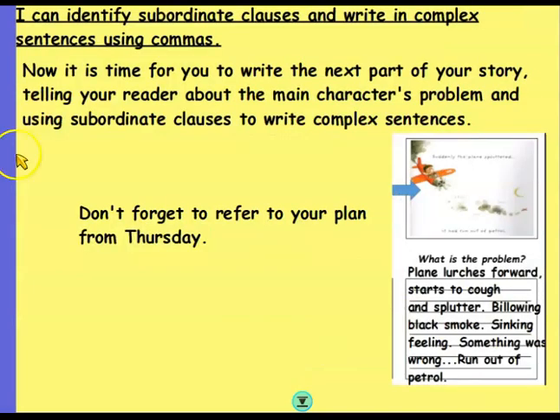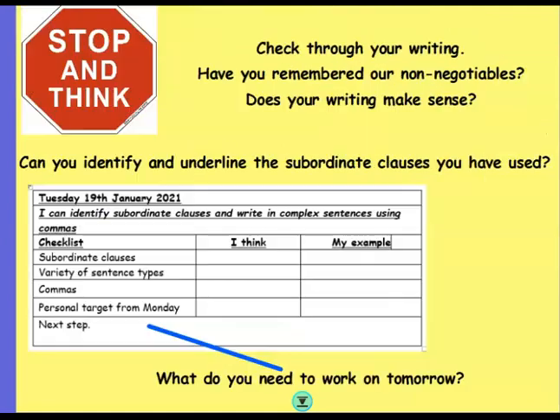So, now it's time for you to write the next part of your story, telling the reader about the main character's problem and using subordinate clauses to write complex sentences. Don't forget, you must have your plan from Thursday out in front of you. That will help you to work out what you're going to say next. And before you start, you might want to think of some great vocabulary that you could add in so that you don't forget to use it when you're actually writing your story. And don't forget, you need to try and think about some complex sentences that you can include.